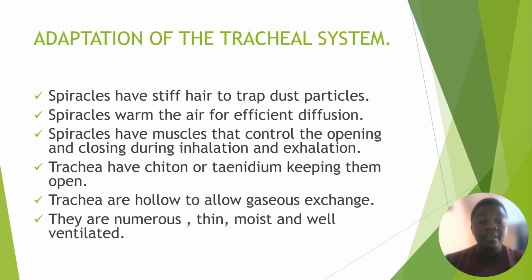Spiracles have muscles that control the opening and closing during inhalation. Then there is the thickening. The tracheal walls may have spiral thickening or invaginations, maintaining structural support while allowing flexibility for movement, especially during changes in body size or volume. The trachea have chitin or taenidia, keeping them open. That is the tracheal endings.